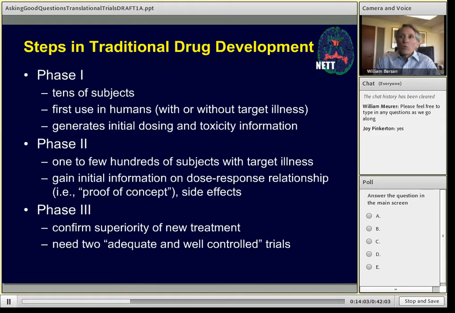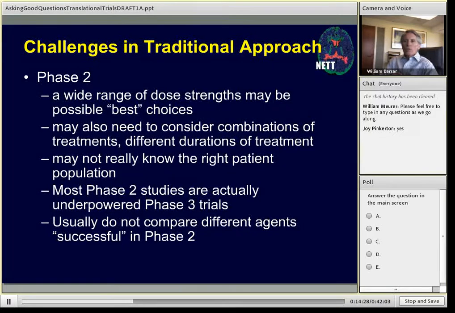So the steps in traditional drug development and how we approach those: usually in phase 1 we're talking about a small number of patients. It can often be first use in humans, and you're really looking for just general toxicity and dosing info. Phase 2, and this is where I think most of our problems arise. We do one to a few hundred patients with the target illness. We get some initial information on dose-response relationship, and we hope proof of concept, and get some idea of what some of the side effects might be. And then when we do these phase 2 trials, if we don't have horrible side effects, and it looks like the treatment is probably safe, we will move on to phase 3 trials to try to confirm superiority. And you usually need 2 adequate and well-controlled trials to demonstrate that.